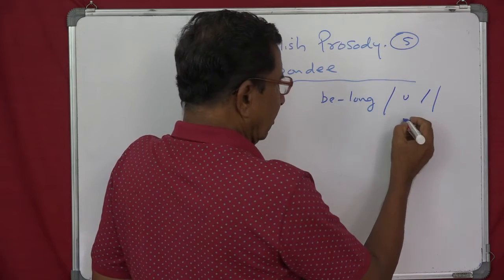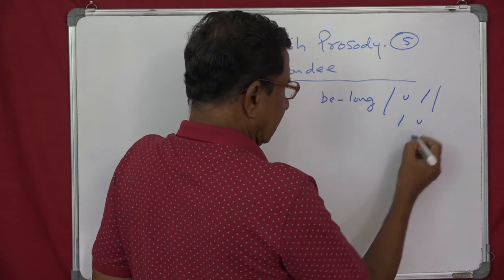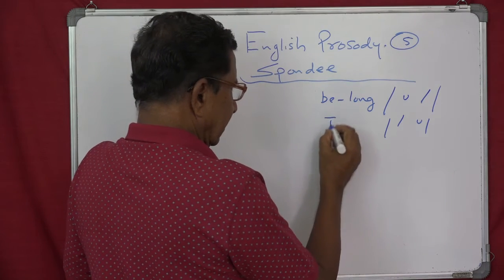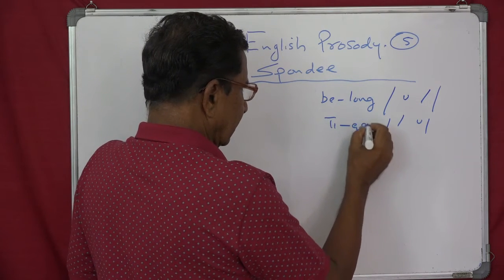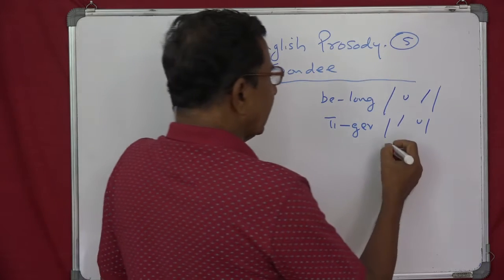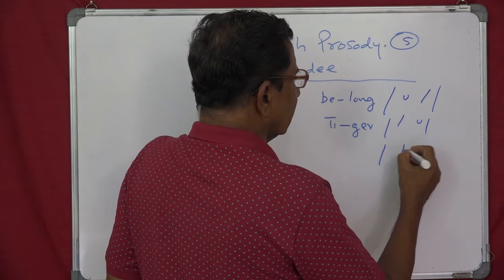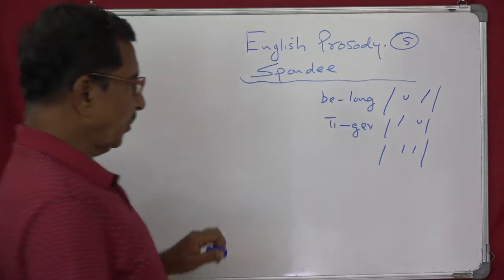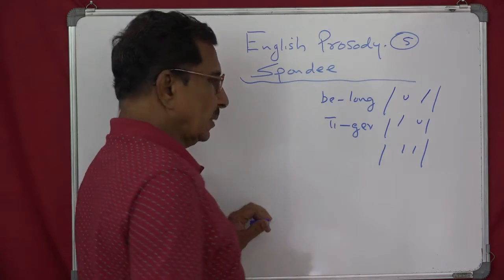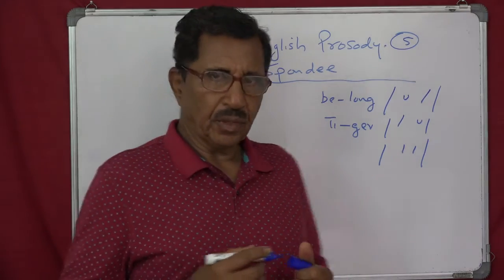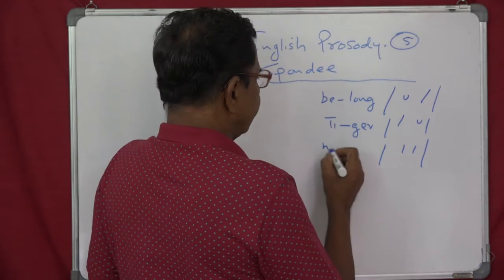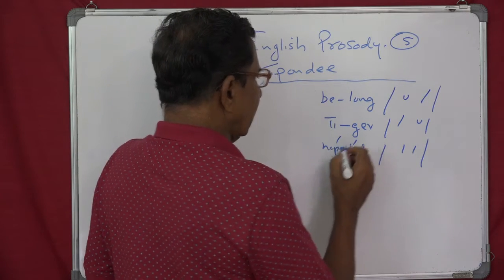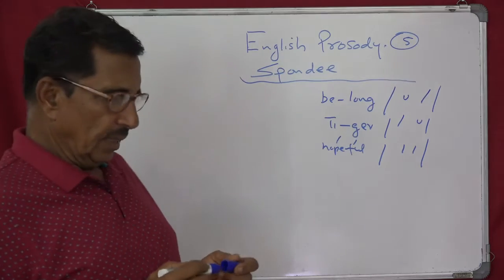Then trochee, you have stressed and stressed... I mean stressed and unstressed, for example, "tiger." Now spondee, again two syllables, two stressed ones. This is spondee. For example, "hopeful." Both are stressed.